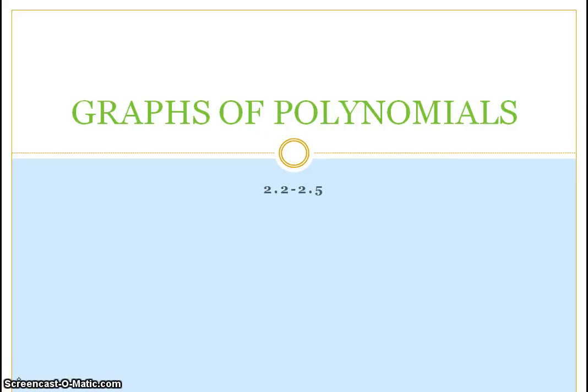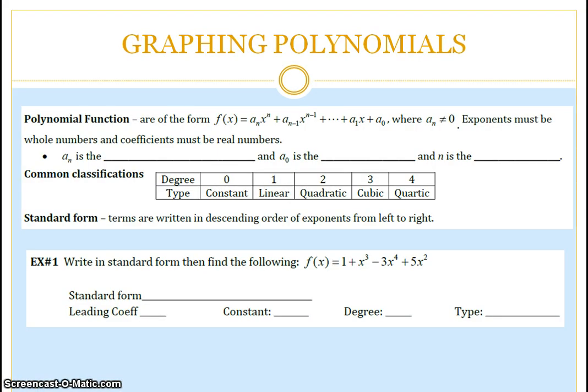Okay, class, today we are going to be graphing polynomials. So we're going to review what a polynomial function is. A polynomial function essentially has a bunch of coefficients and x to some different powers, where n is some exponent. They are whole numbers, not fractions. And a sub n, the number out front, is called the leading coefficient.